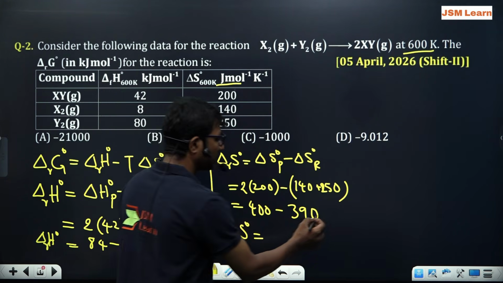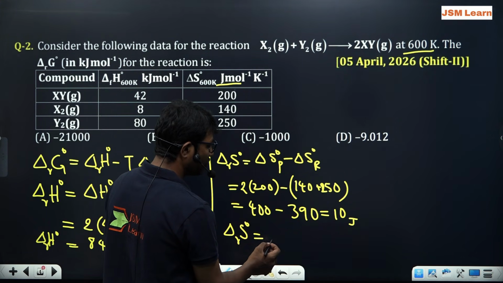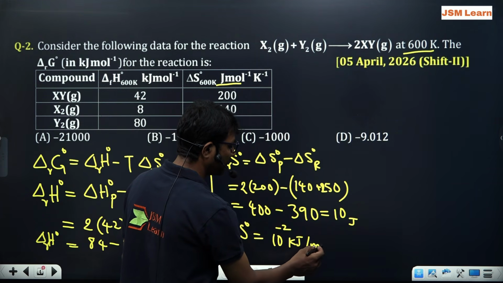We'll get it as 10, but it is in joules. So on converting it into kilojoules, we'll get it as 10 to the power of minus 2 kilojoule per mole.